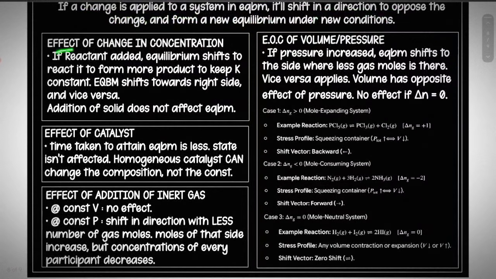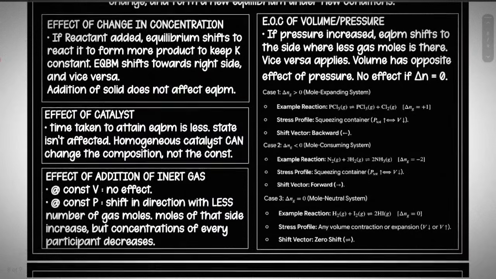How come? Well, let's see the effect of change in the concentration. We discussed this earlier as well. Basically, in a reaction, if more reactant is added, equilibrium shifts to the right direction. Reactant is added, so it reacts to form more product to keep K constant, and equilibrium shifts towards the right side, and vice versa. If product is added, it shifts towards the left side. And the addition of solid does not affect equilibrium.